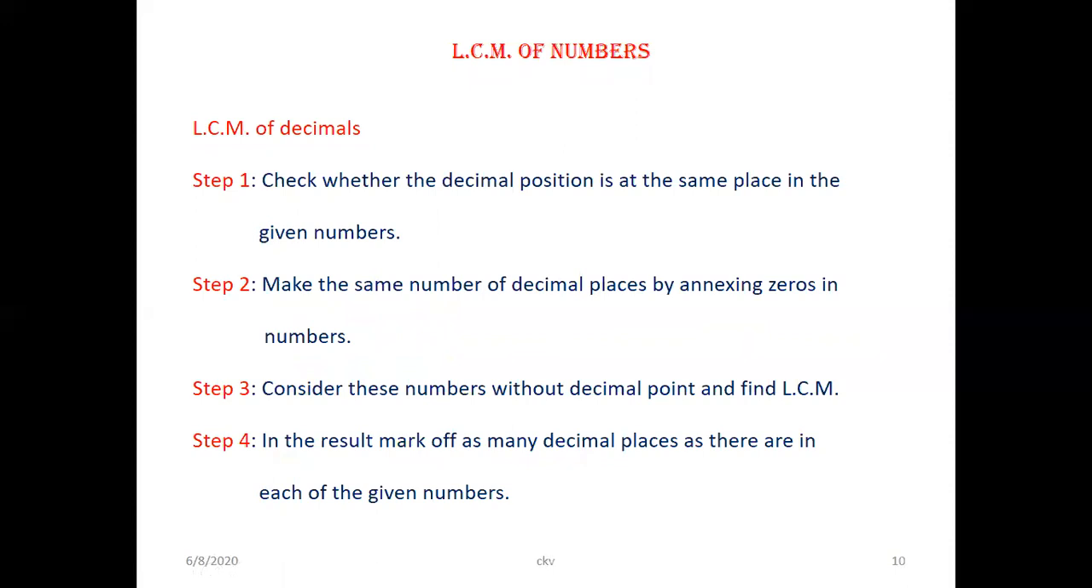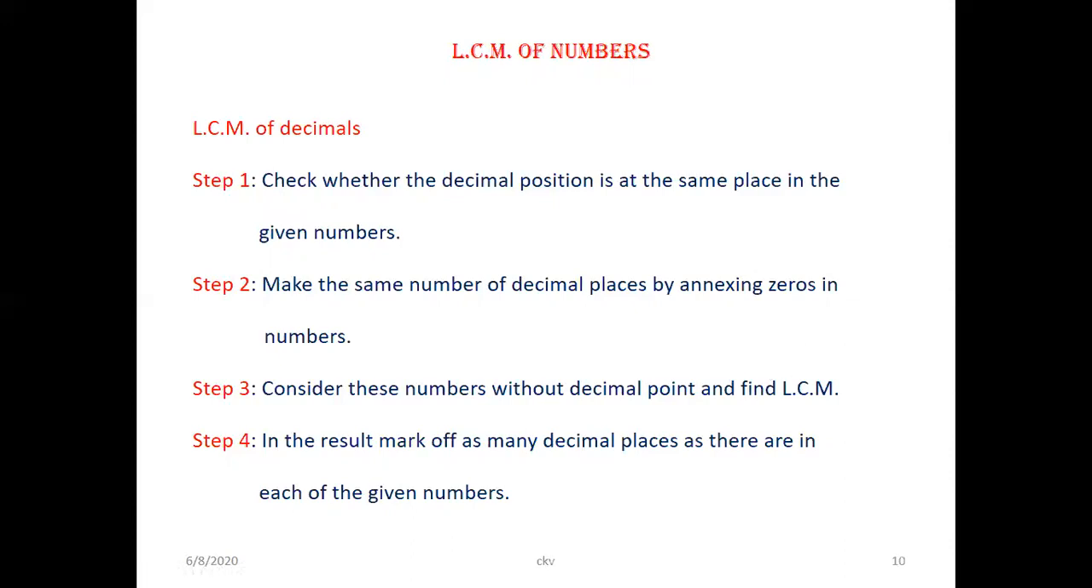So you have seen how to find out LCM of numbers without decimals. Now, like in case of GCD, here we have LCM of numbers when there are decimals. So the same way you have to proceed here also. First of all, you check whether the decimal position is at the same place in the given numbers. If the decimal place is not in the same place, what did I say? In that case, the same thing you have to follow.